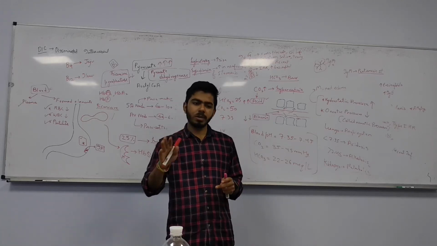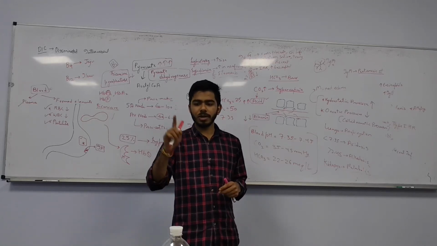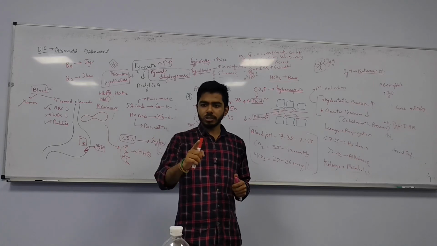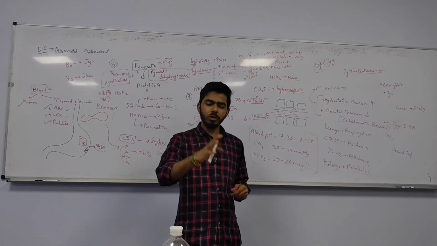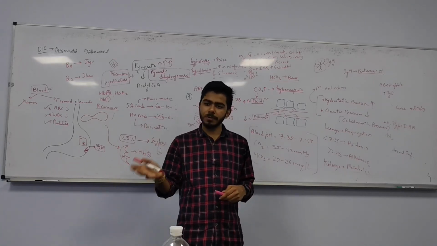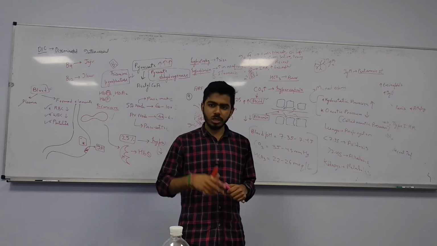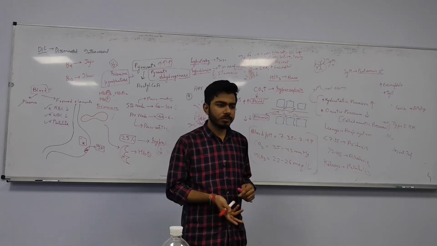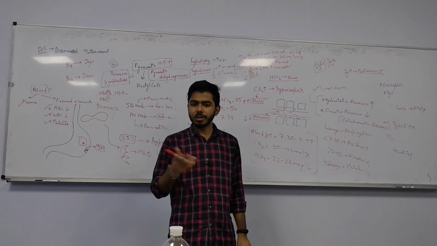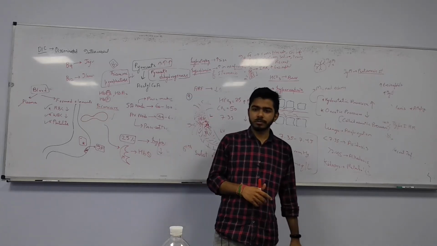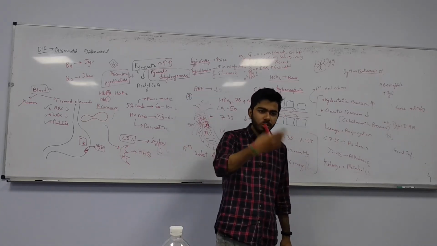Okay, so please remember these examples. Vomiting was an example of metabolic alkalosis. Diarrhea was an example of metabolic acidosis. COPD and chest trauma are examples of respiratory acidosis. Hyperventilation is an example of alkalosis, because you are removing more and more CO2.